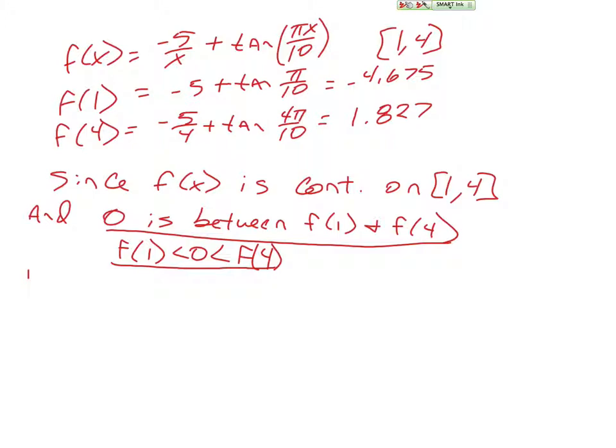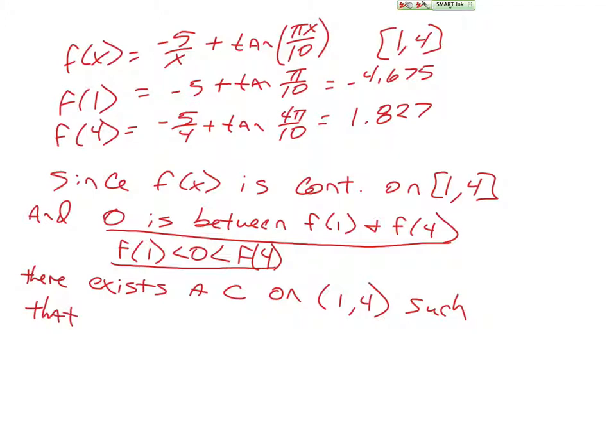Okay, and then we get to there exists. What exists? There exists a C on what? The open interval 1 to 4, such that what? F of C equals 0. And we have to have that memorized by tomorrow's test.